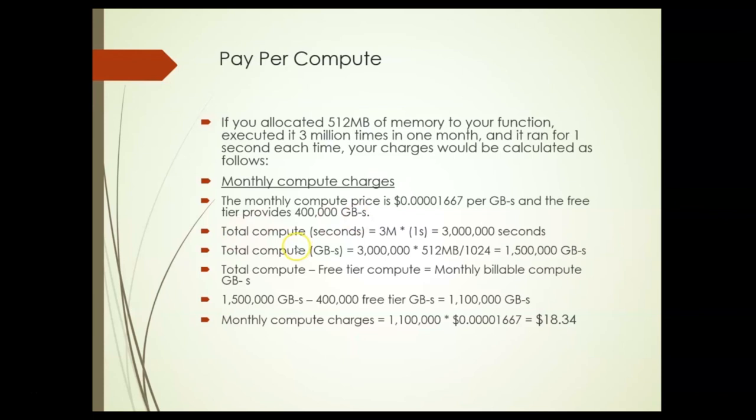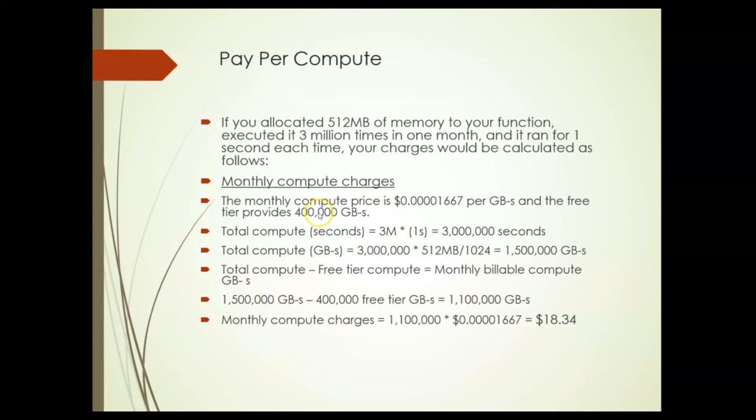Total compute: 3 million requests at 1 second each comes to around 3 million seconds. And total compute is in GB-seconds, which is nothing but how many seconds of execution per GB. You have seen 512 MB is converted into GB, and multiplied by the 3 million seconds, you get 1.5 million GB-seconds as your total compute.